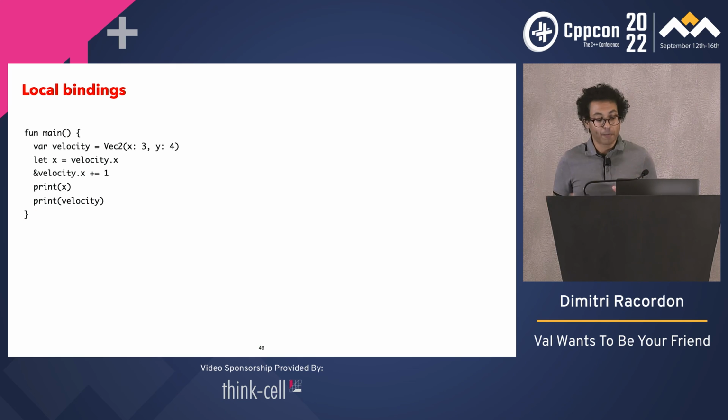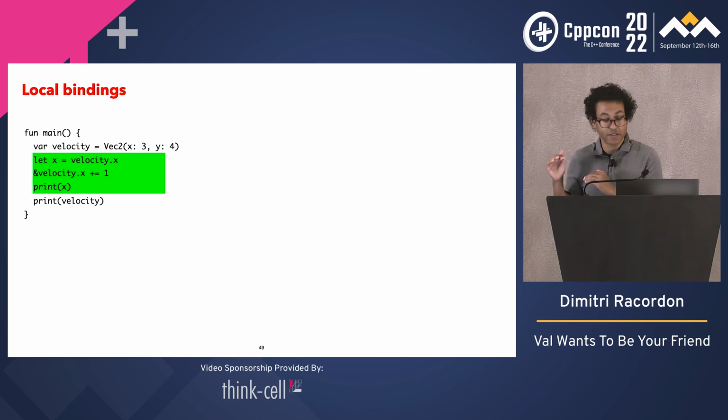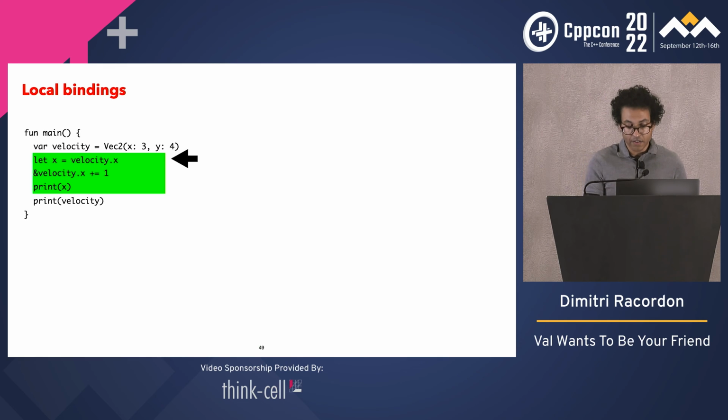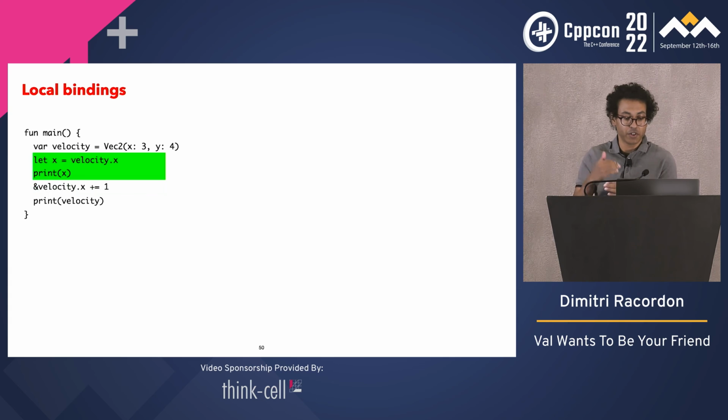The useful lifetime of a binding starts with its initialization and ends with its last use. Here, that means the useful lifetime of X covers this section of the program. It starts here, when X is bound to the first component of velocity, and it ends here, because the print call is the last use of X. So if we move the mutation out of the access lifetime, the program is legal.